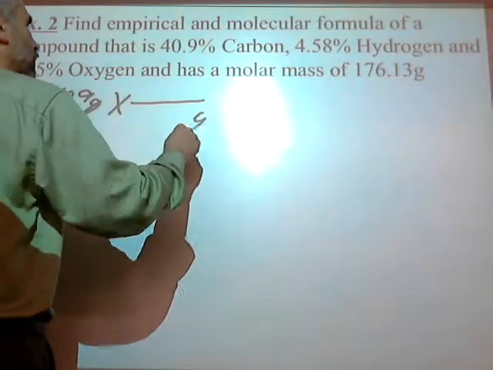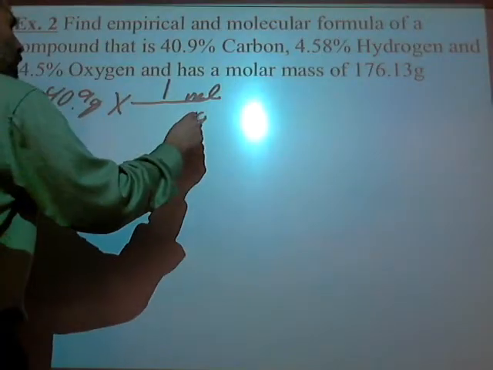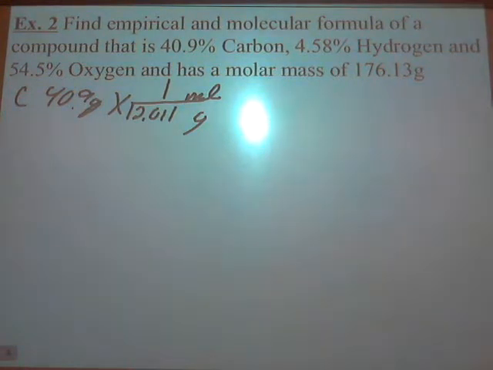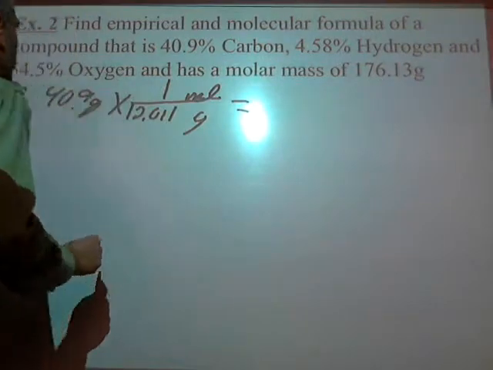I convert grams to moles. 1 mole contains how many grams of carbon? 12.011. That's from the periodic table. And I need people to help me on this one, so get your calculators out. Jared, you do that first one, and while he's doing that, let's do hydrogen.